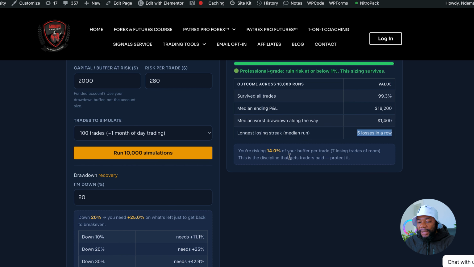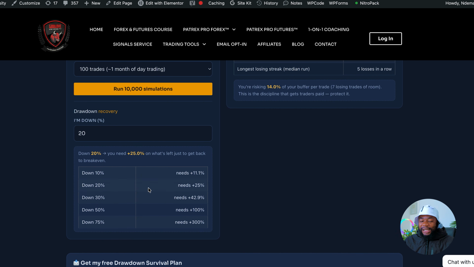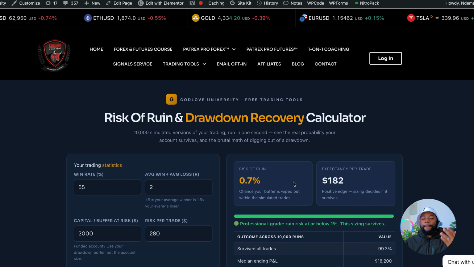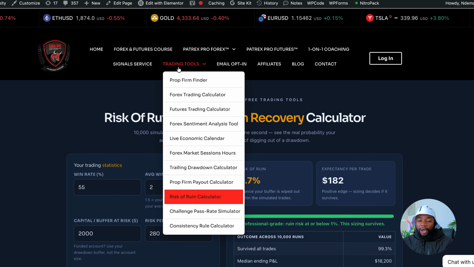You are risking 14% of your buffer per trade, 7 losing trades in a row. This is the discipline that gets traders paid. Protect this discipline as much as possible. You can play around with this too. You can even come down here and see a lot of things there. Anyway, that's your risk of ruin calculator. You come here, it's going to help you on a lot of things.